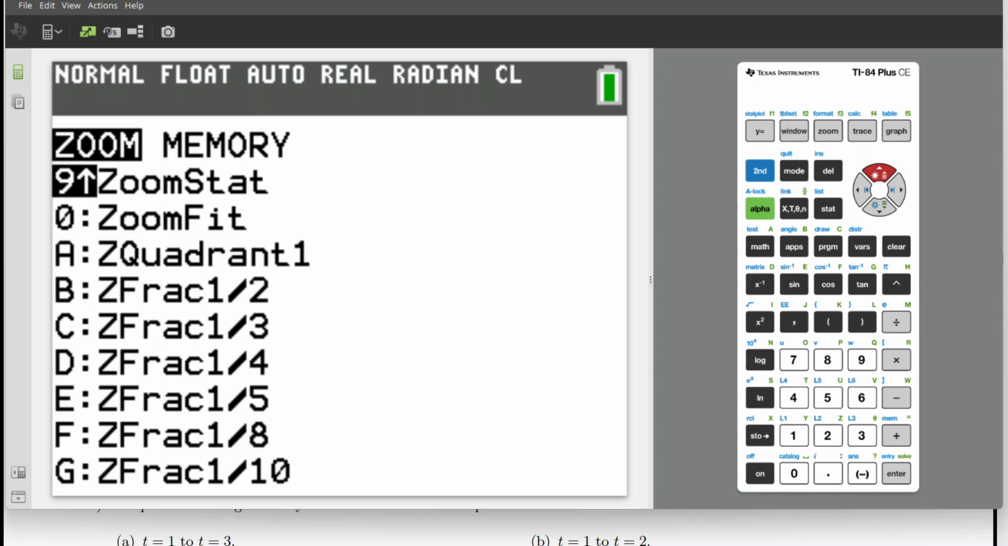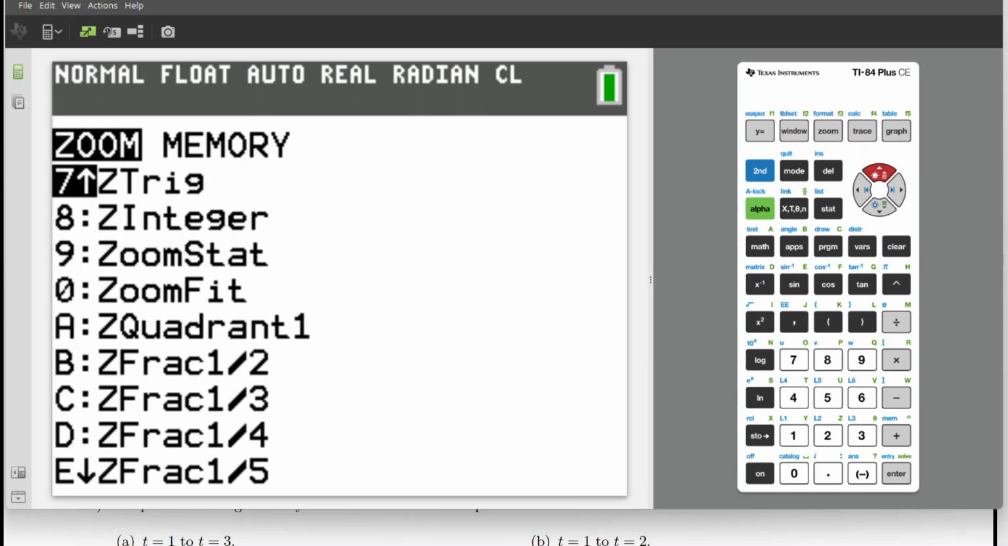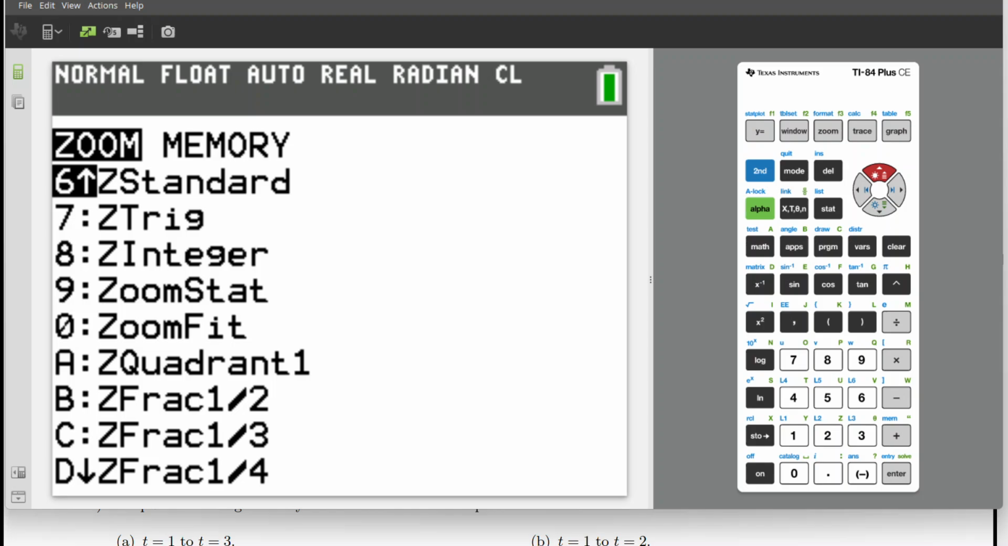So it's different than the standard zoom that we usually use, which is option number 6. That one will always put the window from negative 10 to positive 10 on both the x and y coordinates. The zoom fit will tell the calculator to decide itself what the best option is. So let's see what the calculator comes up with when we click on zoom fit. You can either click 0 on your keyboard or just go up and down until you find it, then click enter once you have selected it.